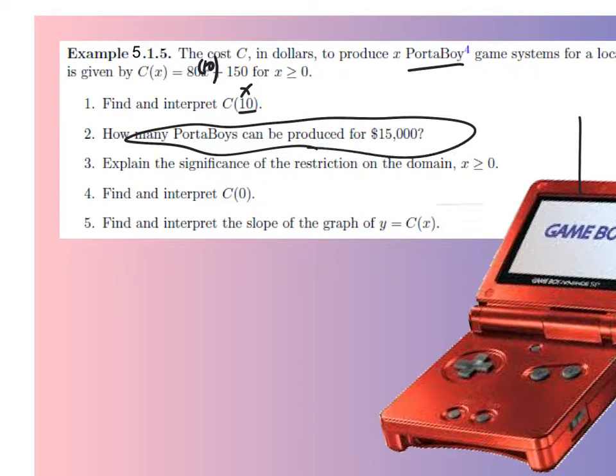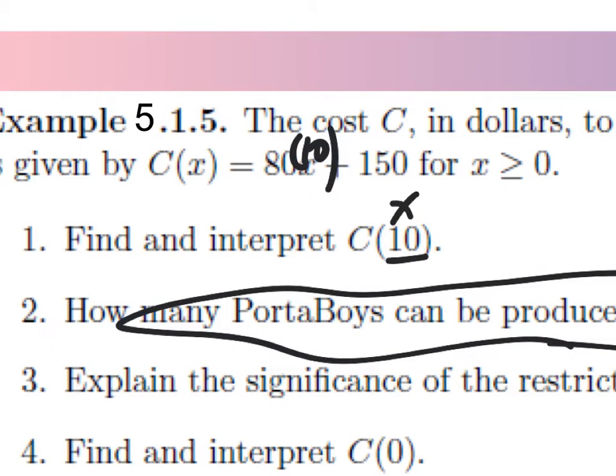How many Portaboys can be produced for $15,000? Well, where would you put the 15,000? C of X. Yeah, you put the 15,000 here, and it's no longer a 10 there. We don't know how many we're gonna make. Just trying to show you, we can have some real world context for these questions. Instead of just saying, here's 2 points, find the slope, which is what we did yesterday. Now it's going to be a little more real world where we're going to say, okay, we've got this situation, and let's figure out what the slope is.